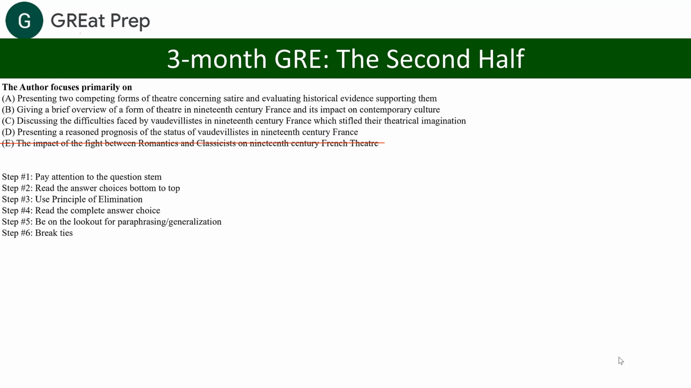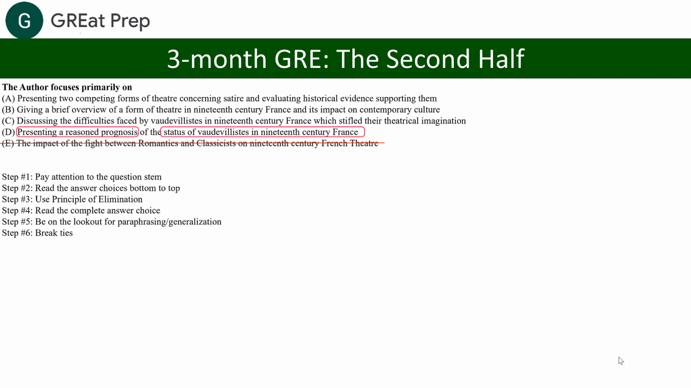And if you only read the answer choice halfway, you read what is factually true, you might be tempted to go and select that as the right answer. So the suggestion and recommendation here is read the complete answer choice, identify the two halves of the answer choice, identify which is true and which is false. And if either of the two halves are false, you can eliminate that answer choice. This is a very powerful technique. So let's reread option D. Presenting a reasoned prognosis of the status of vaudevillists in 19th century France.